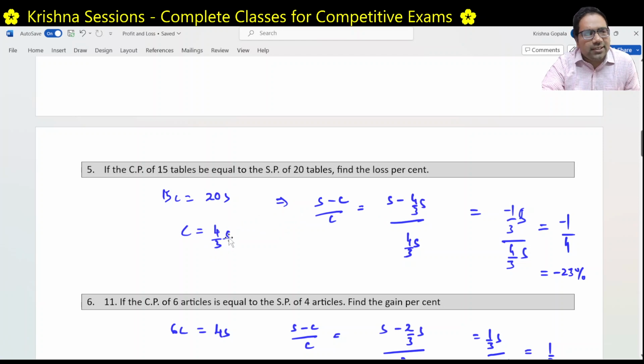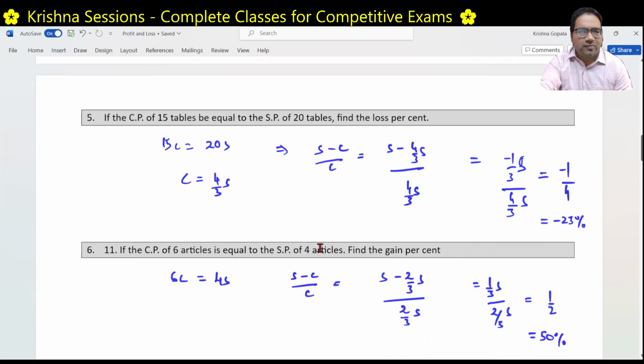We just discussed that C is 4 by 3 S. So we'll just substitute here: S minus 4 by 3 S by 4 by 3 S. This S will get cancelled. This is 1 minus 4 by 3, which is minus 1 by 3, by 4 by 3. This 3 will get cancelled, minus 1 by 4. That means loss is actually 25%. Minus means loss, right? Selling price is less than cost price. That means it is a loss, which is 25%.